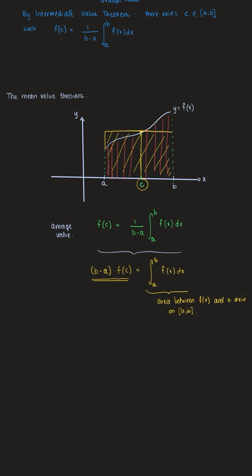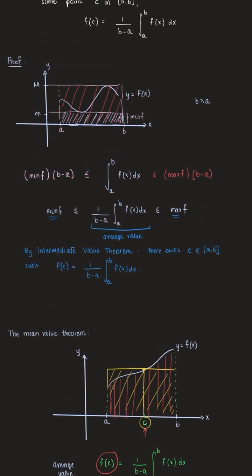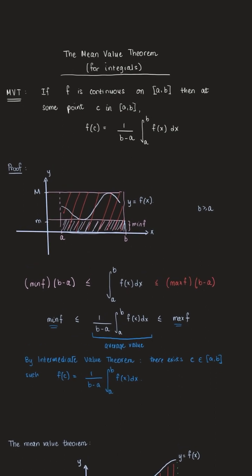The average value is the y value at that place c, where this area in yellow of the rectangle is the same as the area in red, or the integral of our continuous function. So this is the mean value theorem, and I'm going to explain it just in words.